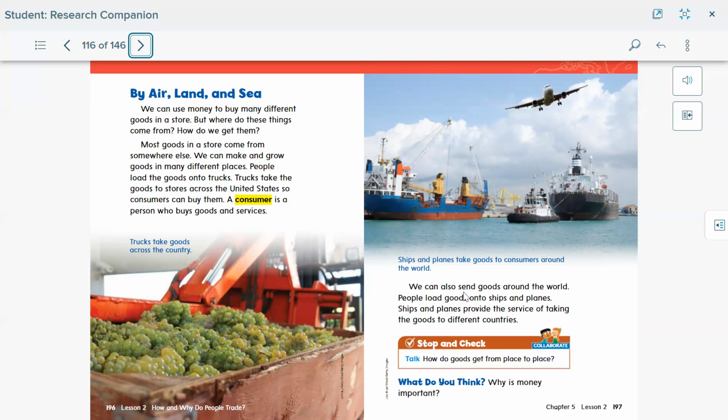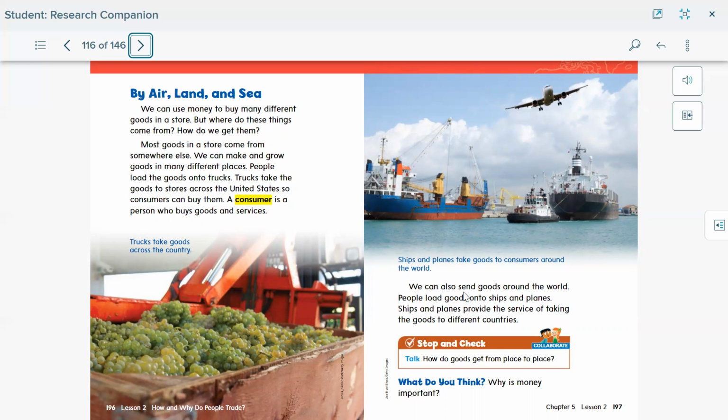So that's why we have air, land, and sea, so that you can buy stuff from different parts of the world, or sell stuff and ship it and send it by airplanes, or by land on trucks, or by ships sailing on the sea.